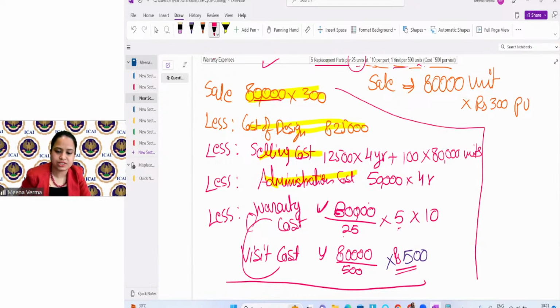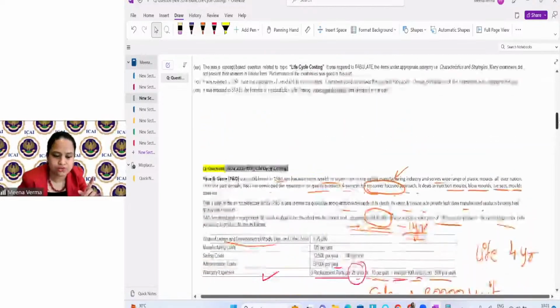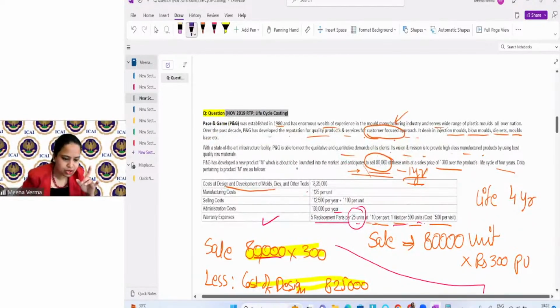You can see I have considered this entire cost over 4 years. Why 4 years? Because of the life of the new product which you are launching here. You can see their entire life is 4 years.